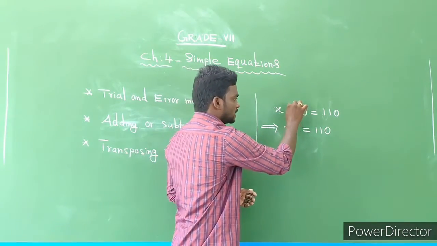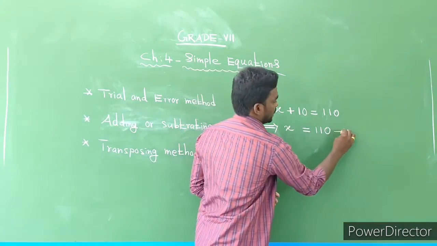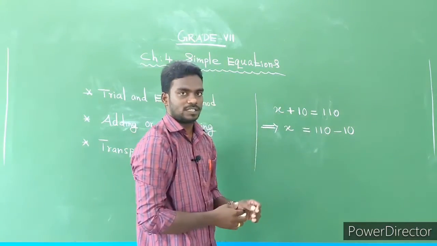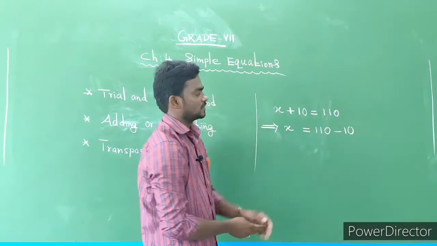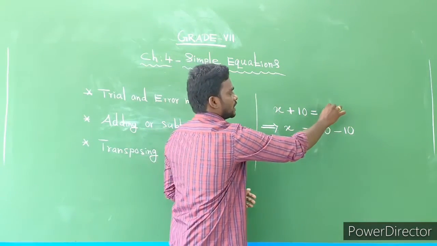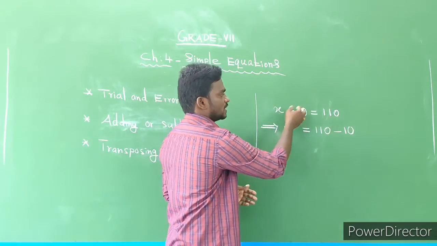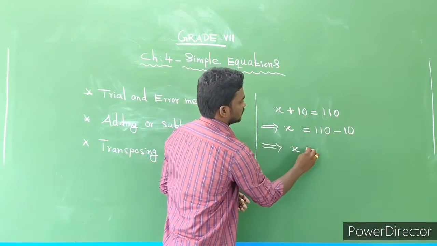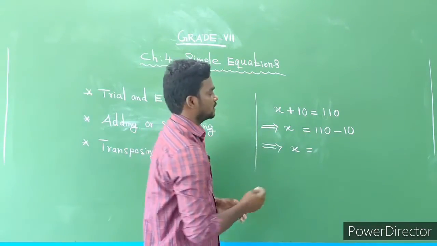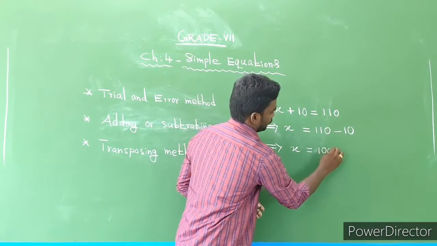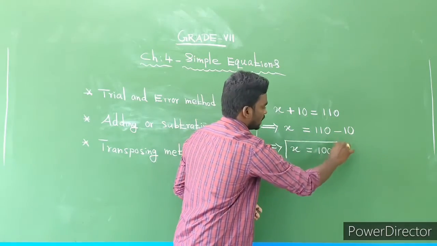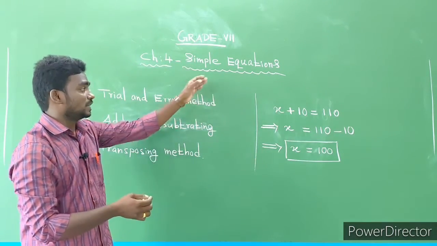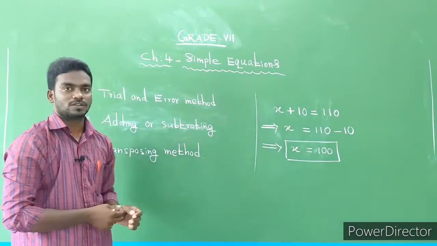So now this plus 10 is transposed to minus 10. How to solve this? x plus 10 is equal to 110 is given. We keep x on the left side, which is equal to the right side value 110, and this plus 10 is transposed to minus 10. This implies that x is equal to 110 minus 10, which is 100. So the value of x is 100. This is the method of solving a simple equation by using the transposing method.